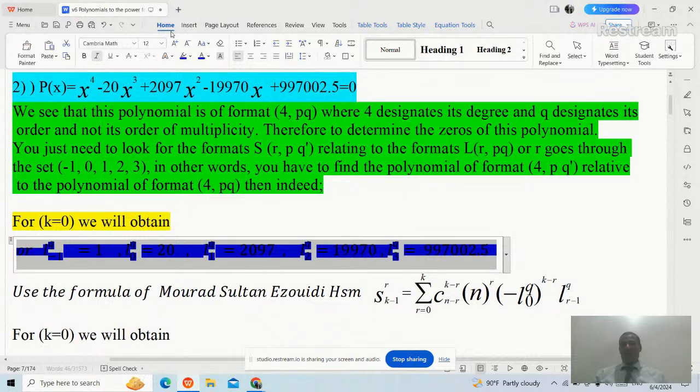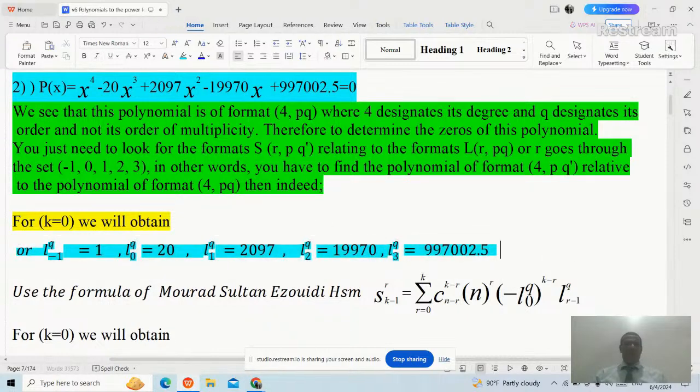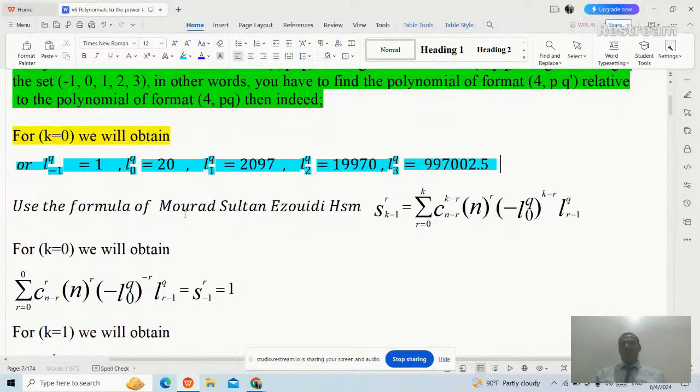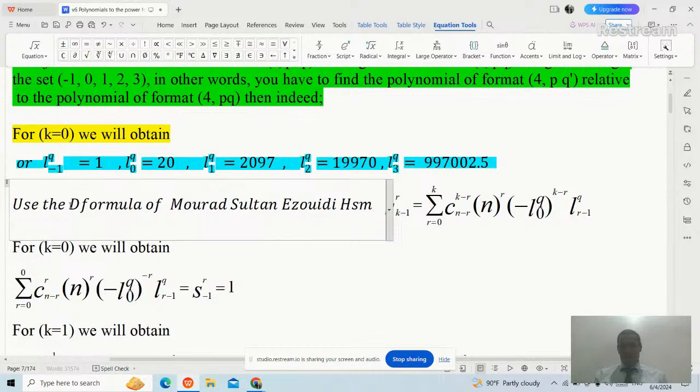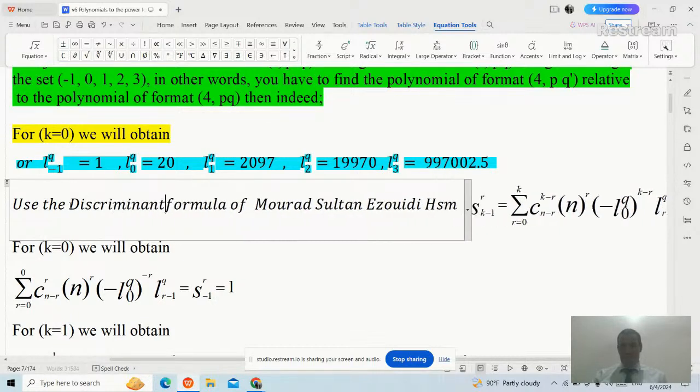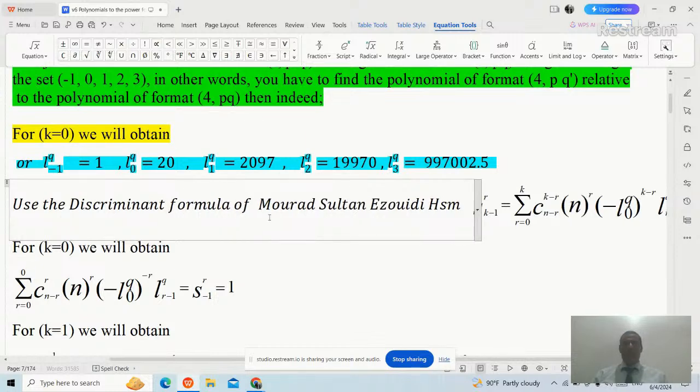Now change the color, Mr. Mourad, if it is possible, of course. Brown is not clear, so I'll choose a blue color. It's better. Therefore, learners, the formula of Mourad Sultan Ezouidi is called a discriminant. This is the discriminant formula of Mourad Sultan Ezouidi, which is this, learners. It's a very important formula.